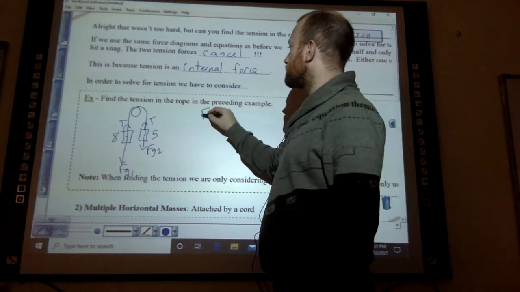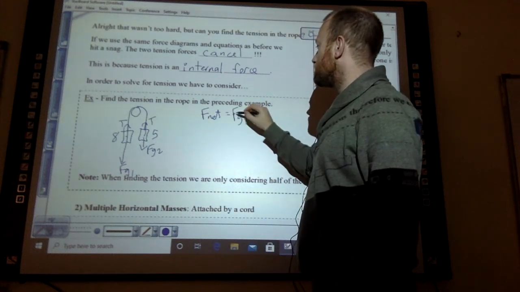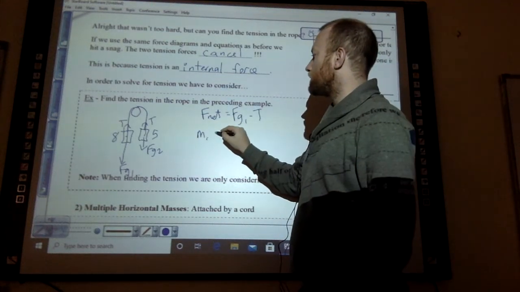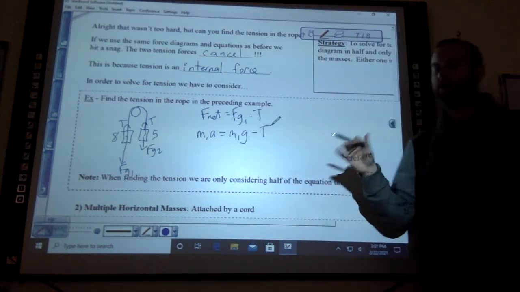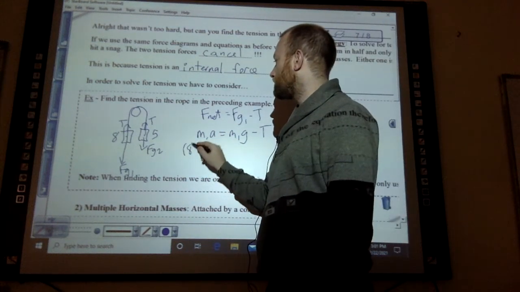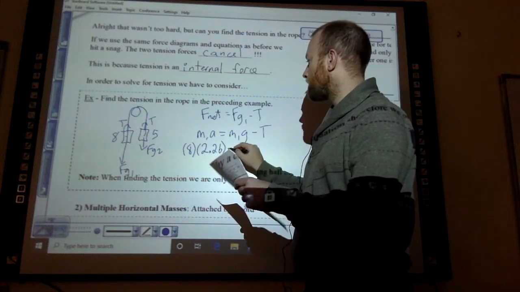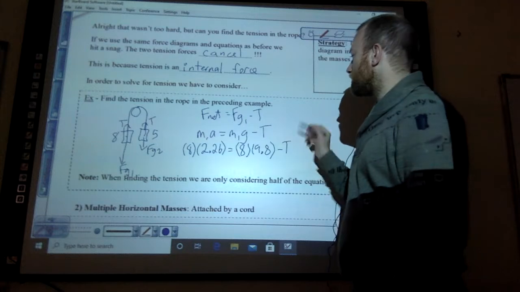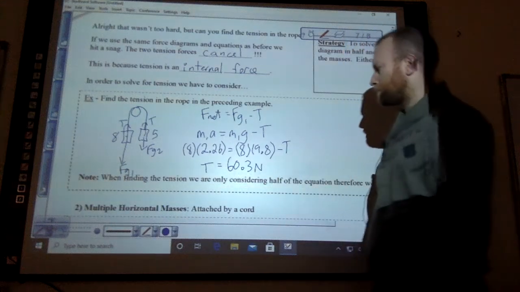If I do an F net equation for the 8 kilogram mass, I get Fg1 minus tension. So F net is M1A equals M1G minus tension. And you can see from here, I have everything. I can solve this. M1 is 8. The acceleration we figured out on the other page, 2.26, equals 8 times 9.8 minus tension. Then just solve for tension. So here you'll get 60.3 newtons.